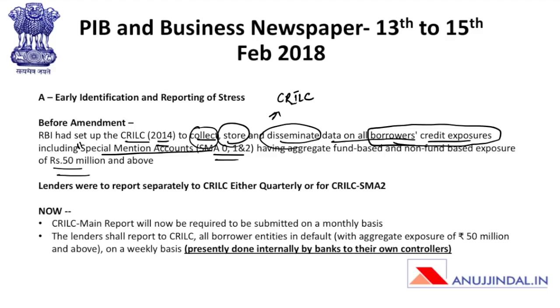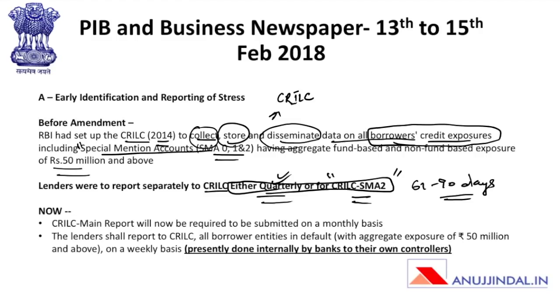Now, lenders were to report separately to CRILC either quarterly or for CRILC SMA 2. Now, the interesting thing is what lies here. In 2014, the RBI had said that the lenders or the banks are supposed to report to CRILC only on two occasions: either quarterly, or for accounts which are to be classified as CRILC SMA 2, that is a default of 61 to 90 days.